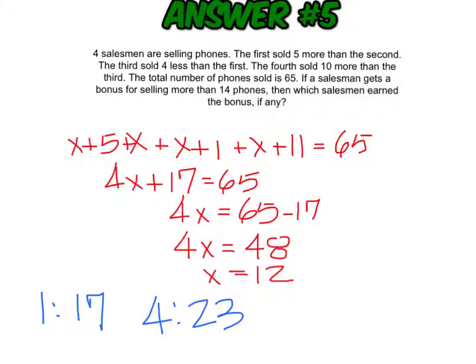Alright, 4 x's and 5, 1, and 11 is 17. Subtract that from the 65 to get 48. Divide by 4 to get 12.